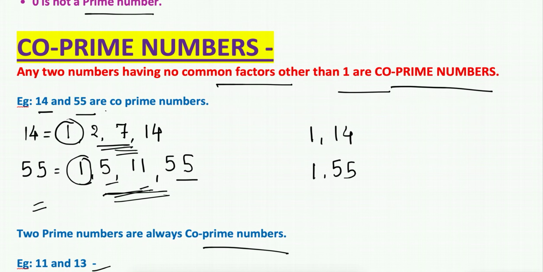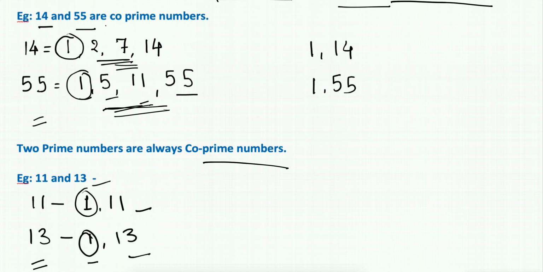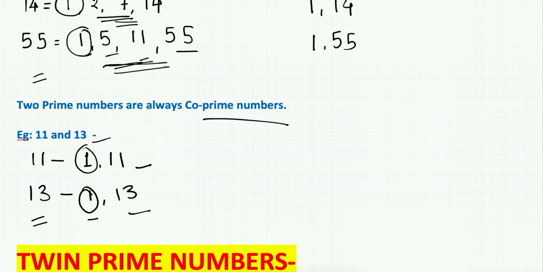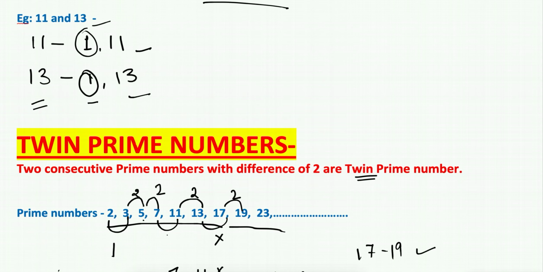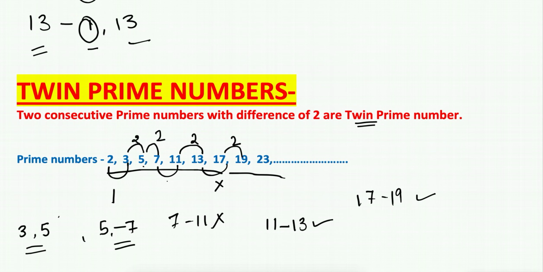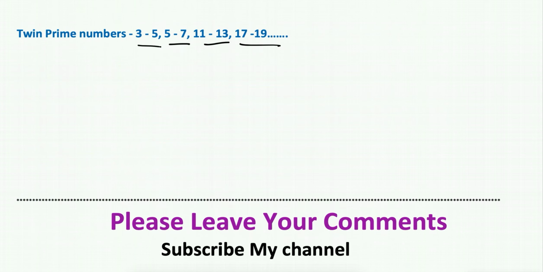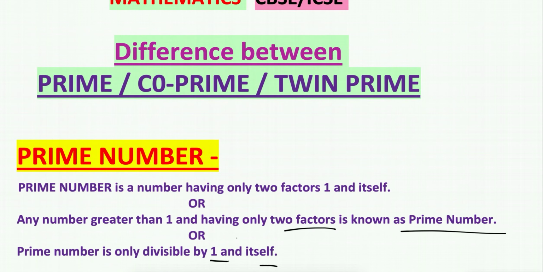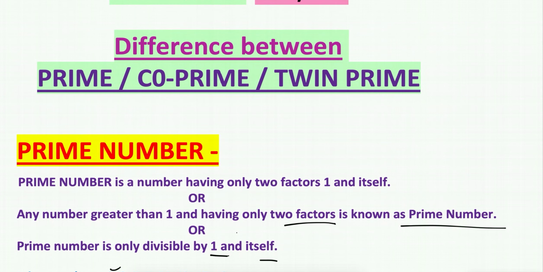Co-prime numbers: any two numbers, which can be prime or composite, having no common factor other than 1, are co-prime numbers. And two prime numbers are always co-prime numbers. Twin prime numbers: two consecutive prime numbers with a difference of 2 are twin prime numbers. So I hope the difference between prime, co-prime and twin prime is clear to you.